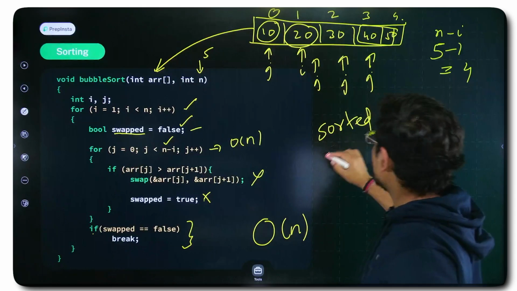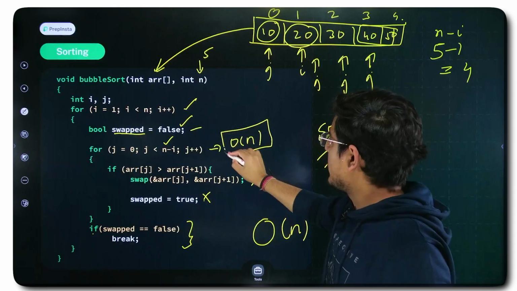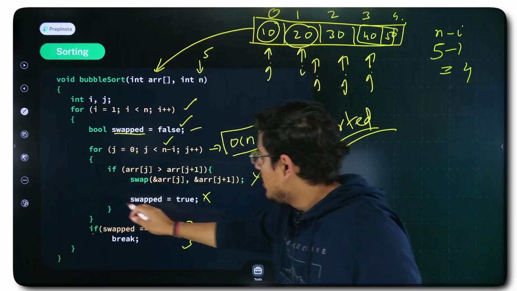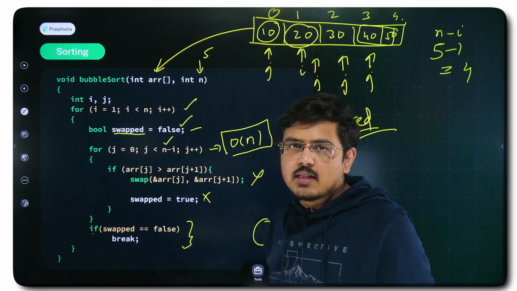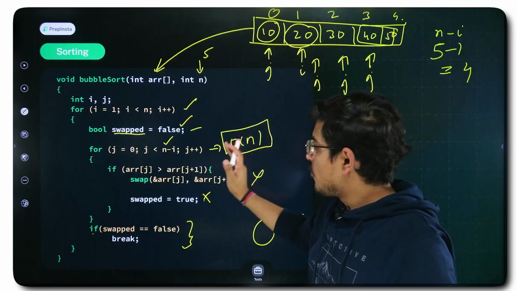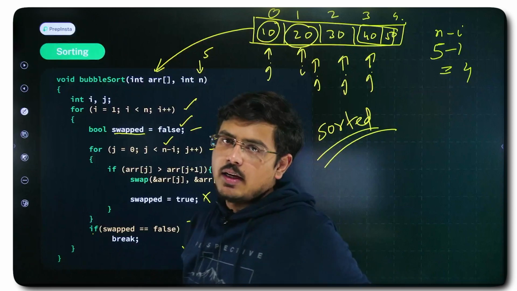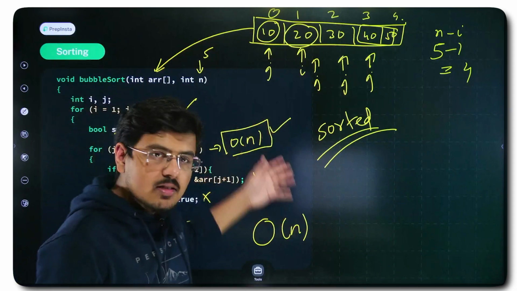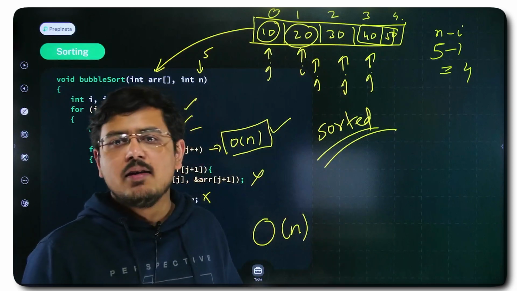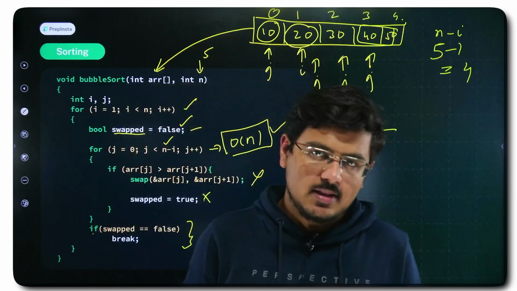For best case, sorted. For best case, only order of n complexity would work. Only one time this particular loop will execute and the whole program will stop if the array is sorted. So if only one time this executes, the value would be order of n for the time complexity. Okay, so this is how basically you optimize a particular bubble sort algorithm for the best case.